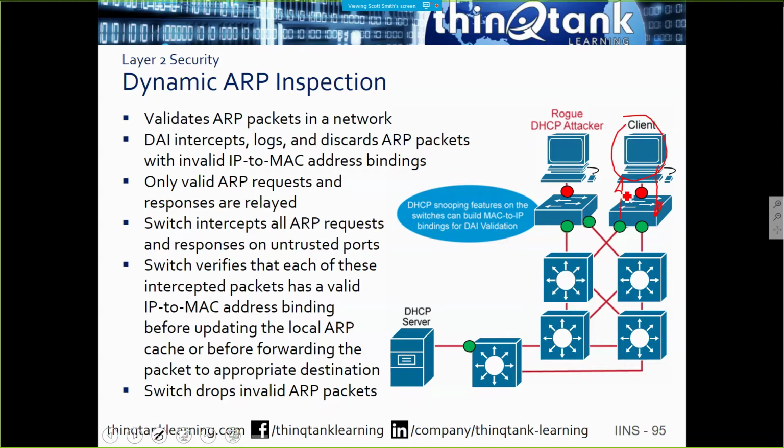But with DHCP snooping, the switch is building a database of that transaction. It's saying, okay, the MAC address of the client is X. The port the client came in on is Y. The address that the DHCP server assigned to the client is Z.